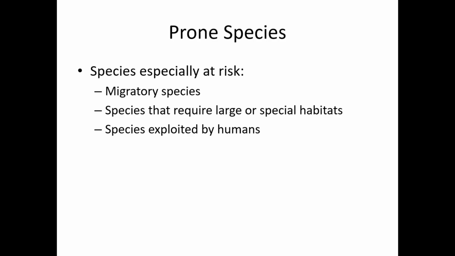What puts species especially at risk for extinction are if they have small populations in limited areas. And so species that are especially at risk are ones that are migratory, ones that require large or special habitats, or ones that are exploited by humans.